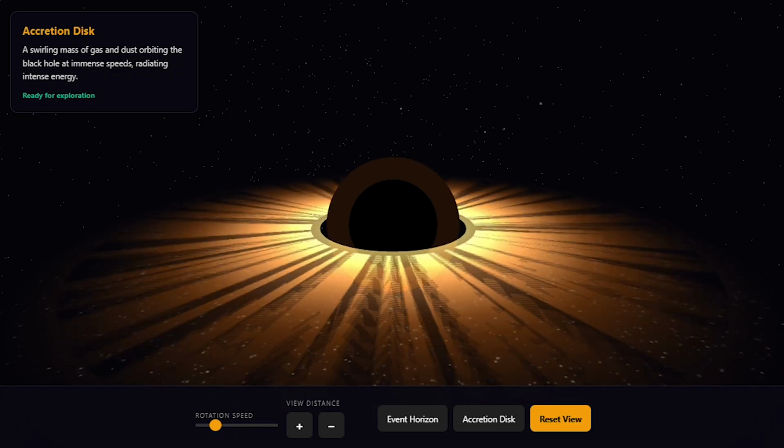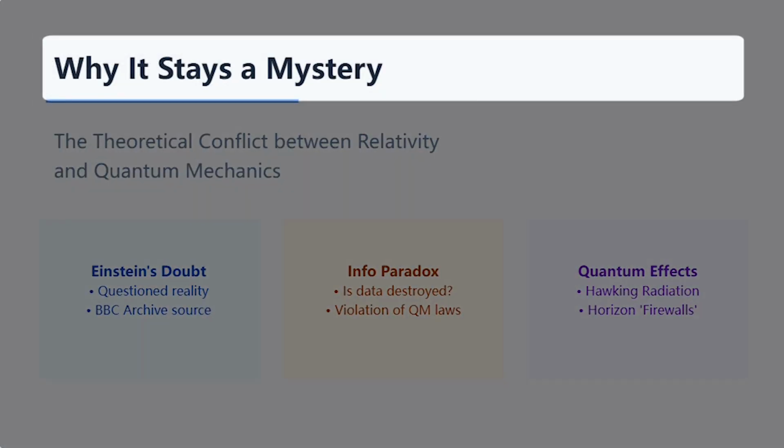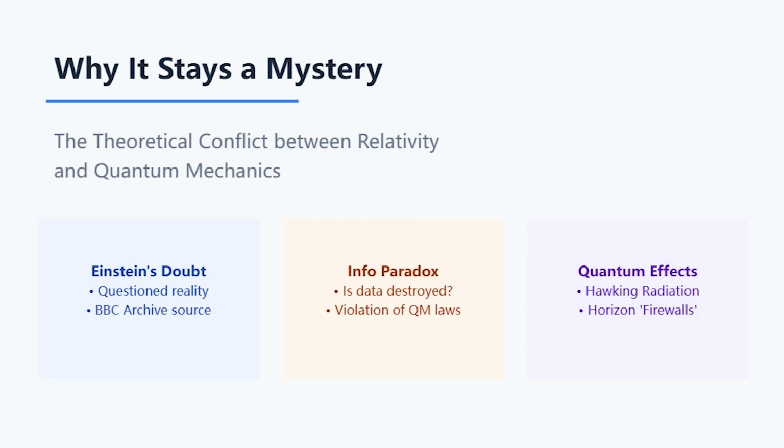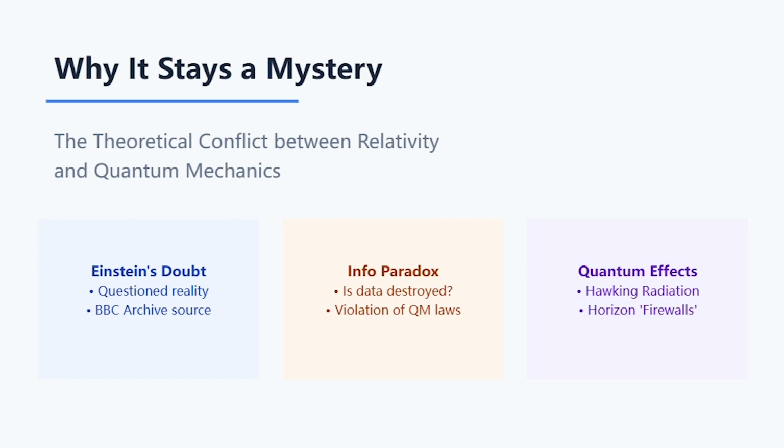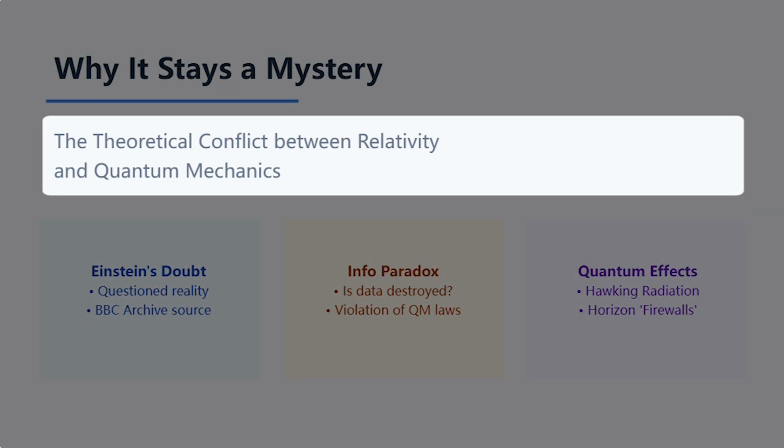Having just explored the singularity, that point where our math essentially breaks, we arrive at the most frustrating and fascinating part of astrophysics, why the black hole remains the ultimate mystery. The core of the issue is a fundamental clash between our two greatest theories. General relativity explains the gravity of massive objects perfectly, while quantum mechanics explains the behavior of subatomic particles. But inside a black hole, you have something both incredibly massive and incredibly small. When we try to combine these two sets of rules, the equations simply stop making sense.